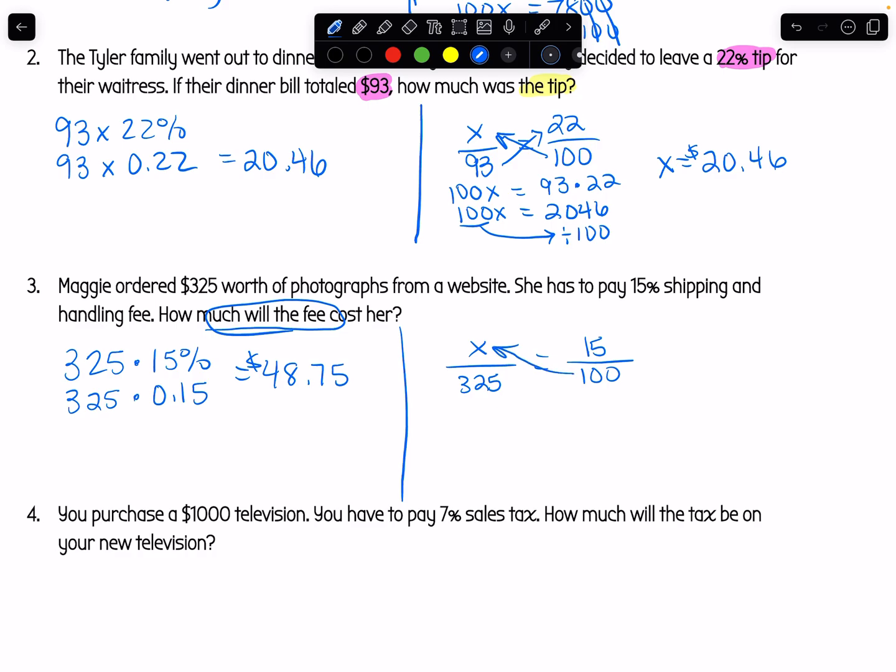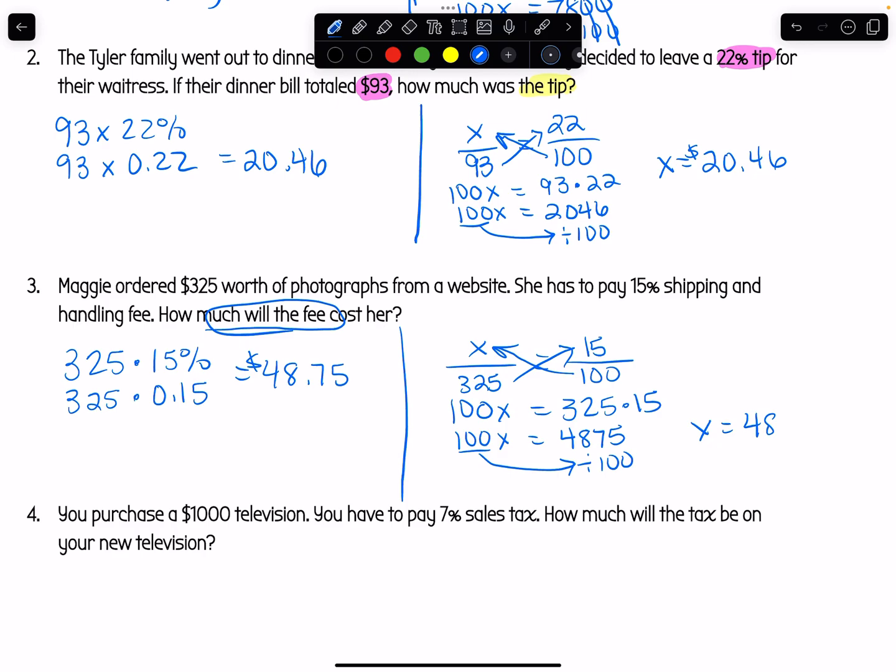If you are cross multiplying, 100x goes on that side, 325 times 15 goes on that side. Cannot do anything with the 100x yet, so I bring it down. The 325 times 15 is 4,875. Then I divide by the 100, and you get x equals, again, $48.75.